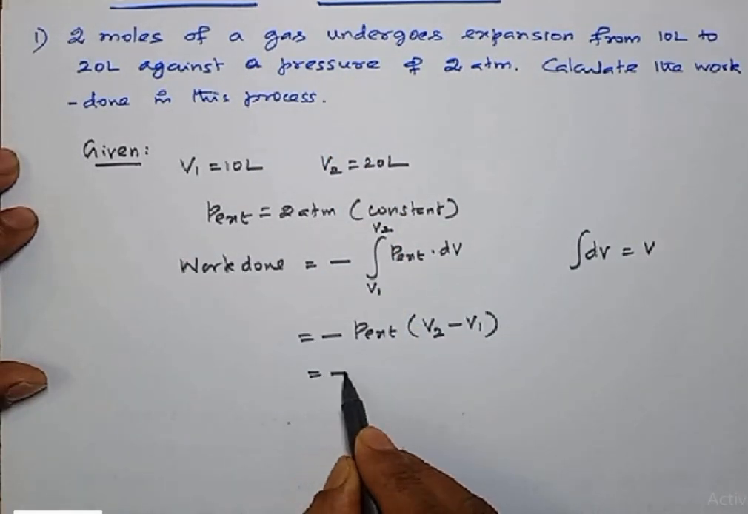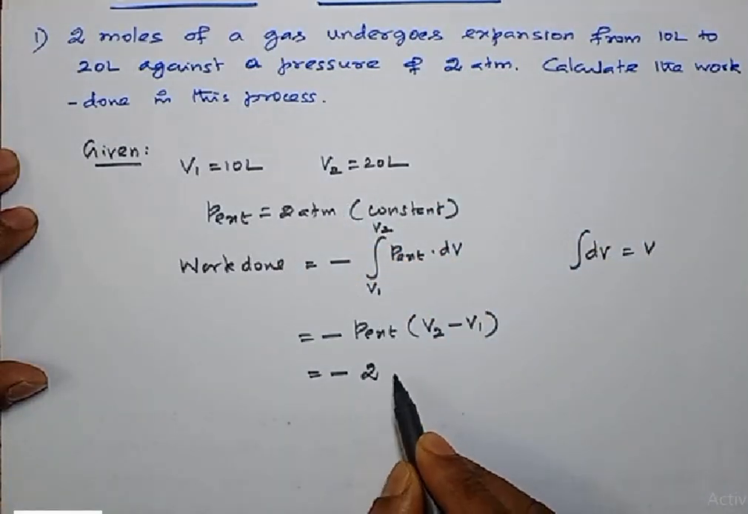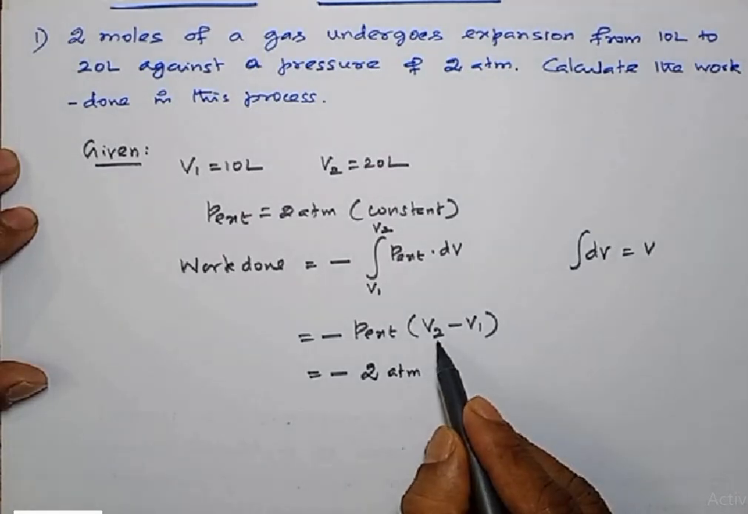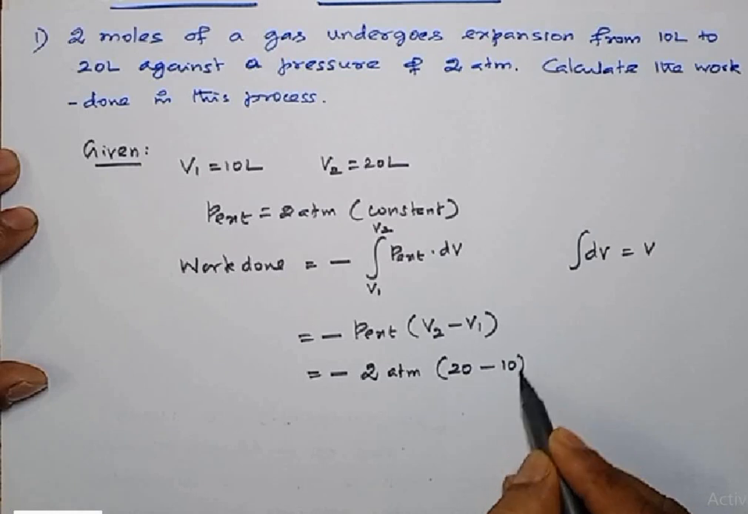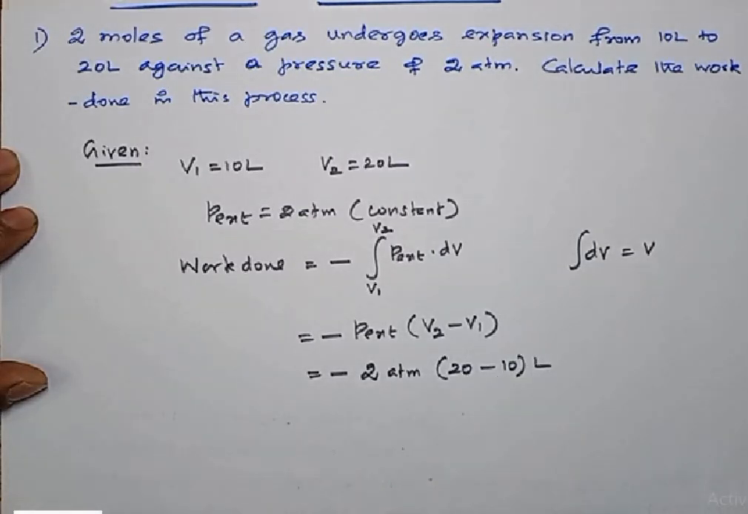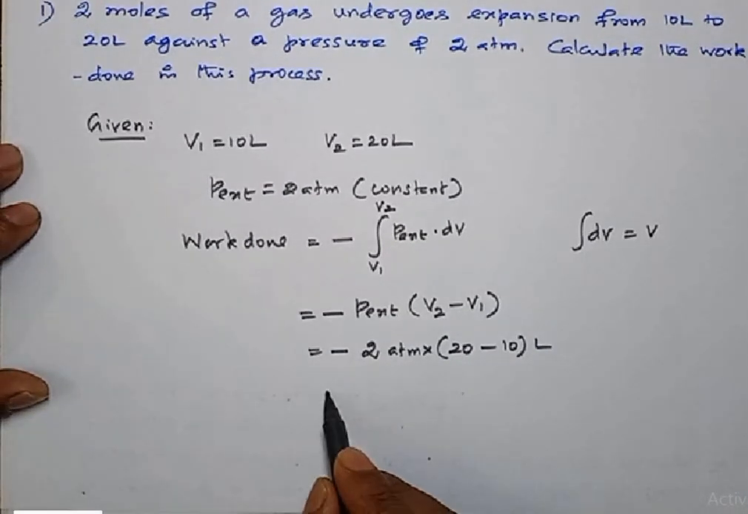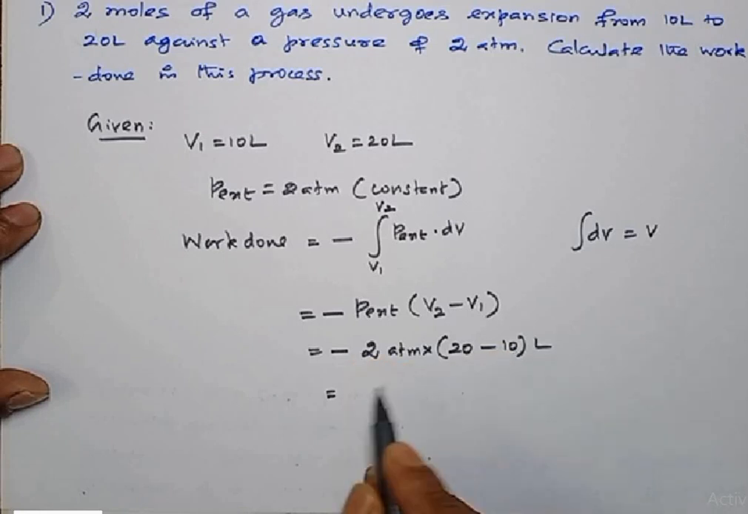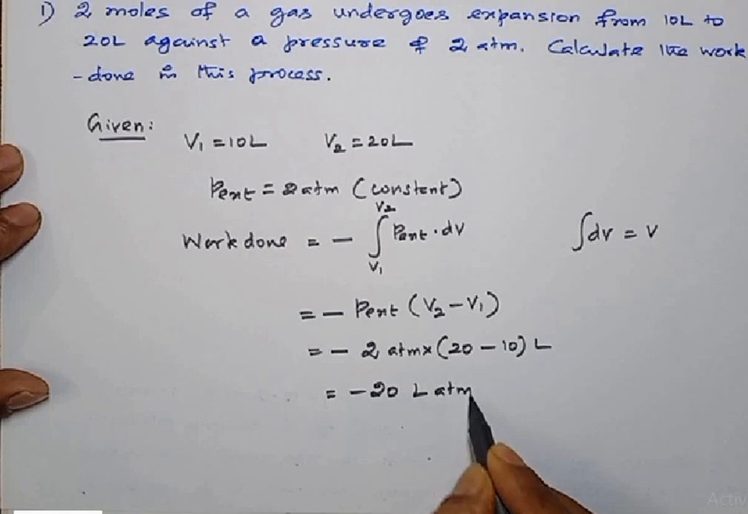Now, what is the external pressure given? The external pressure given here is 2 atmospheres, into final volume 20 liters and initial volume 10 liters. This is in liter, this is in liter, so the unit is also liter. I'm just writing with units. So 20 minus 10 is 10, 10 into 2 is 20, so we'll get 20 liter atmosphere.